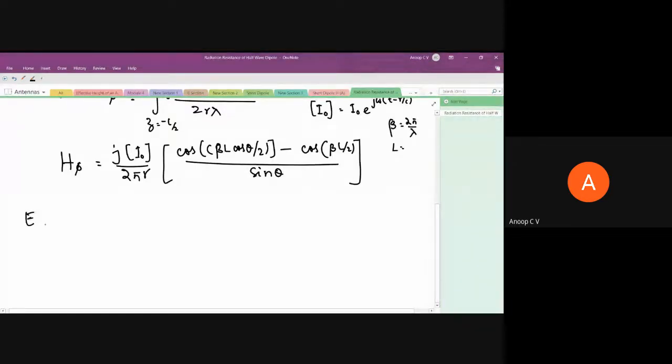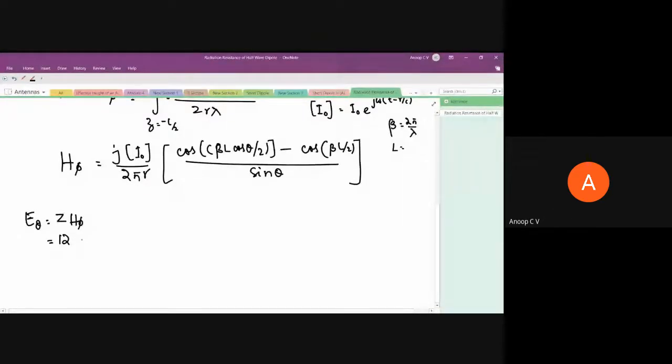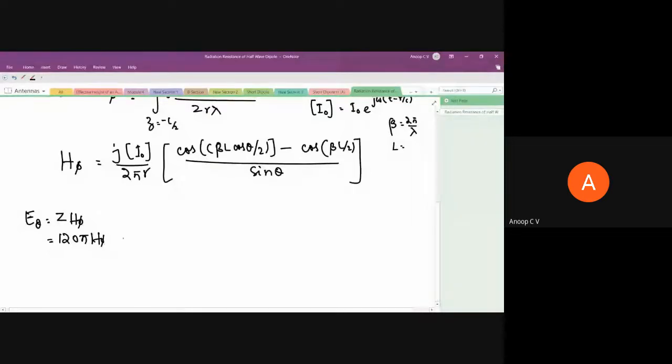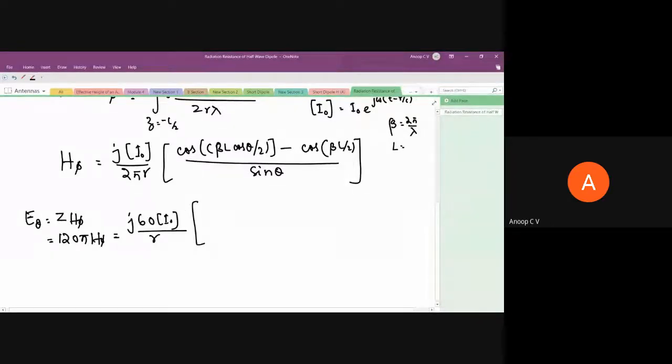E theta can be obtained as Z times H phi, that is equal to 120 pi times H phi. So you simply multiply it with 120 pi. That's it. So it is j times 60 I naught divided by r, and again the shape pattern will remain the same.